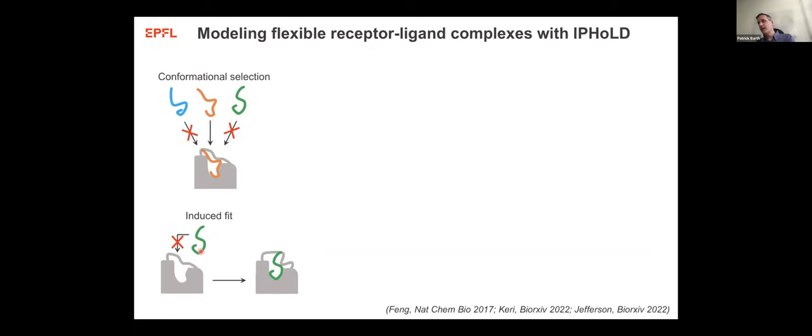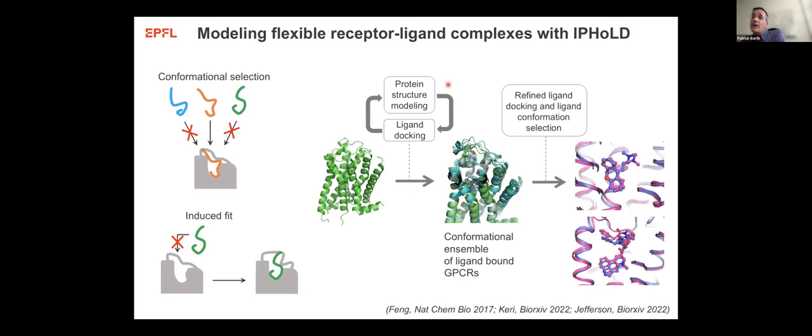So we wanted to develop a computational learning technique that can capture this effect. And so we developed the method called IFOLD, which stands for Integrated Protein Homology Modeling and Ligand Docking, where we basically perform receptor modeling and ligand docking in the presence of each other. So for example, we are going to rebuild protein structures always in the presence of the ligand so that the protein structure can accommodate the position of the ligand, and then vice versa. We also allow the ligand conformation to adjust to the protein structure. And this way, we show that we could actually improve the prediction of ligand-bound receptor structures.